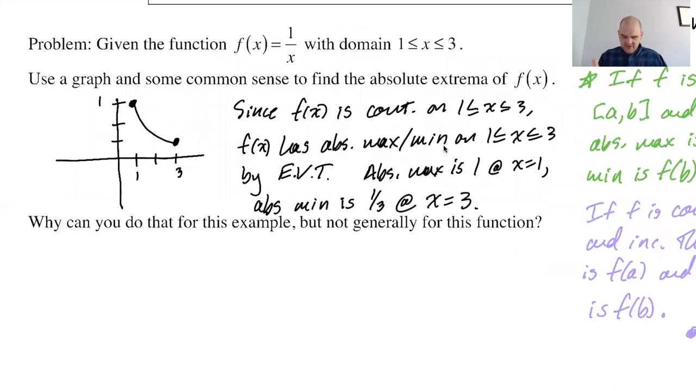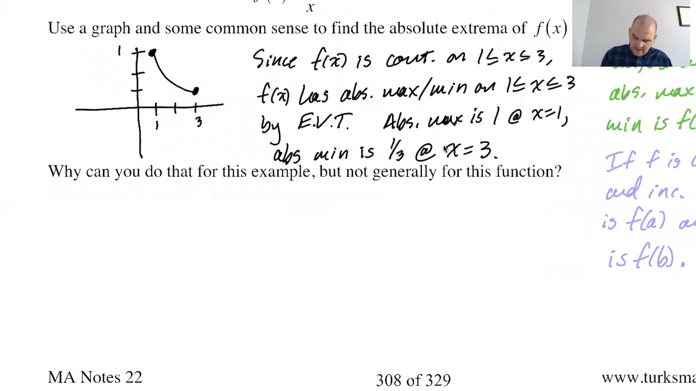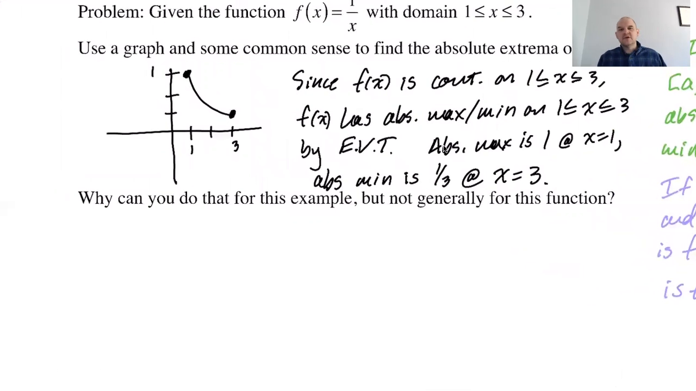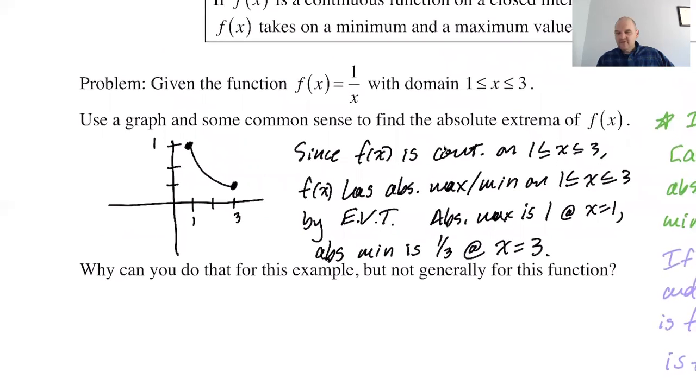Why can you do this for this example, but not generally for this function? So you can't do it in general because, wrong color. Subtle, but wrong color I was about to use. f of x is not a continuous function. It's not continuous on the reals.